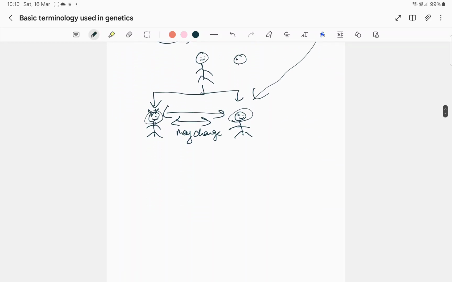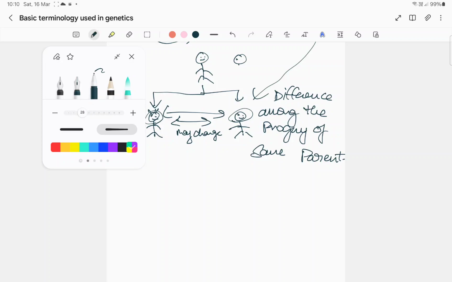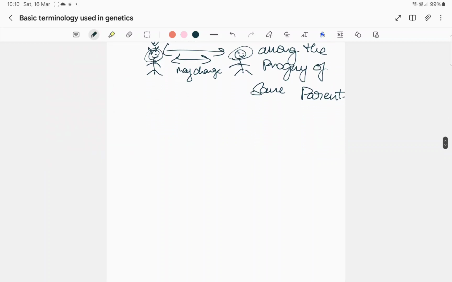We can simply say it as difference among the progeny of same parent. Okay, this is said to be variation. Now we will come to the allele.